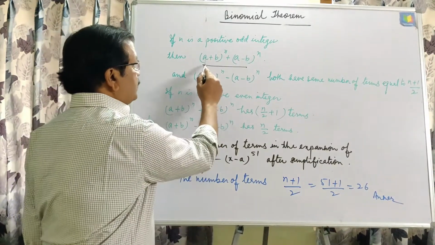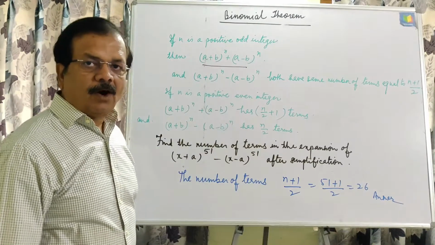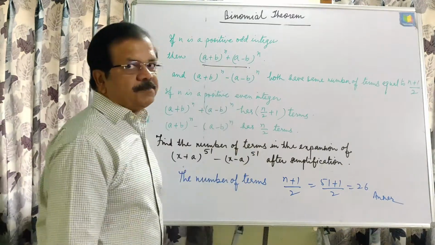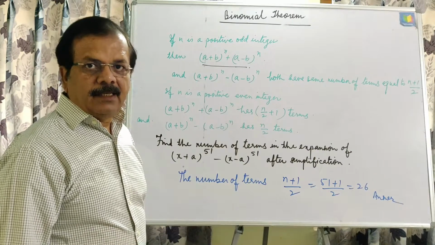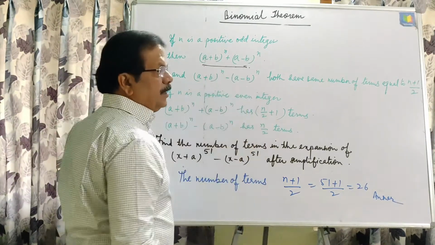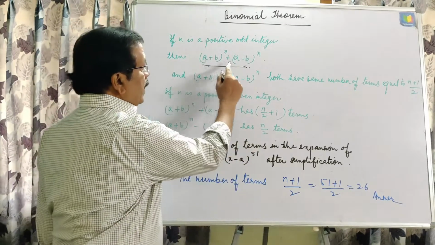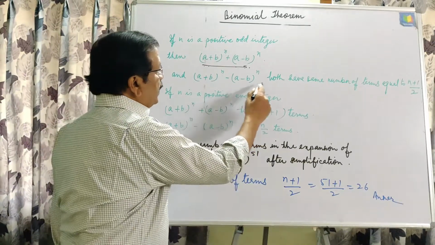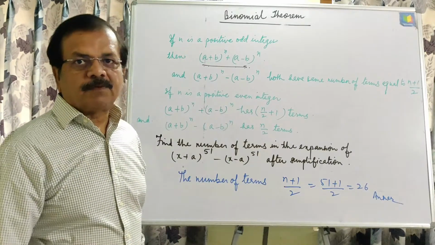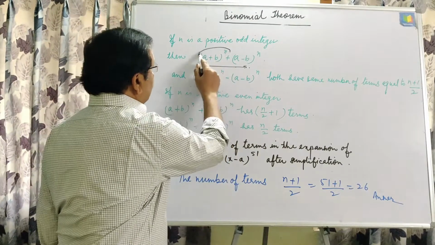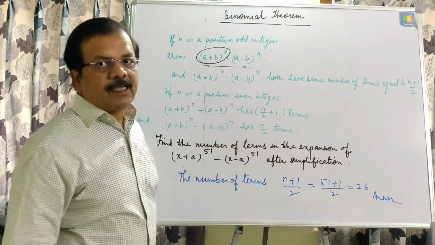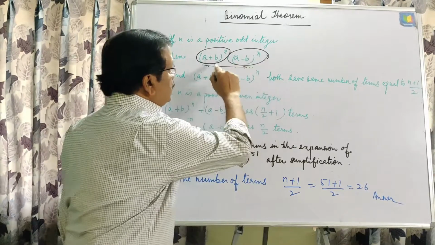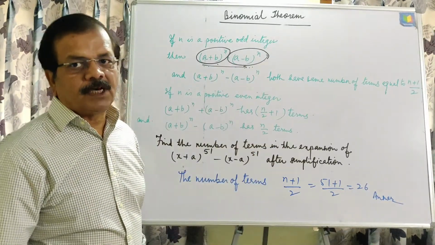Once you are writing the expansion of (a + b)^n, all terms will be positive, and if you write the expansion of (a − b)^n, then the odd number terms will be negative, and that is why after adding, those terms will be cancelled, and ultimately we will get a total number of terms (n + 1)/2, because in the expansion of (a + b)^n we are getting n + 1 terms, and in the same way after adding, the terms will be half, because half of the terms will be cancelled.